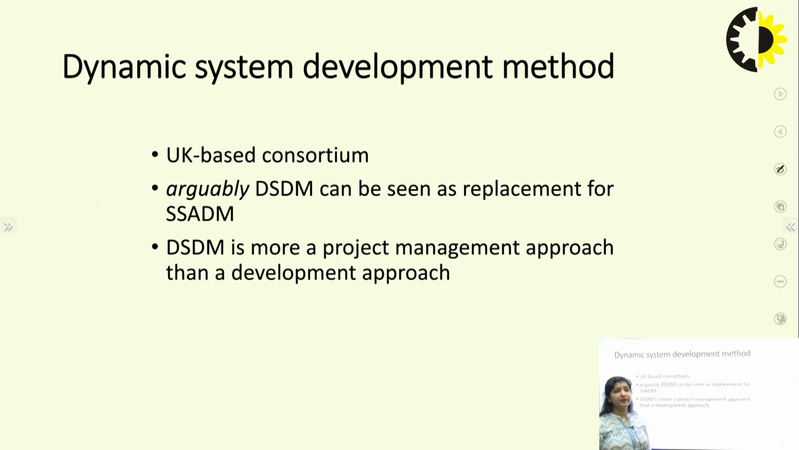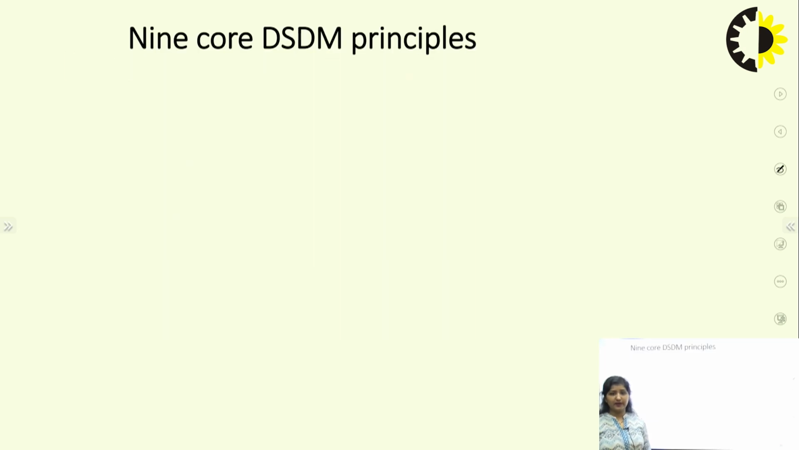What is DSDM? Basically, DSDM is a UK-based consortium. It is arguable that DSDM can be seen as a replacement for SSADM, which was the old method that we were using. DSDM is more of a program management approach than a development approach. So this is a dynamic system model, and we can still use DFDs, logical data designs, ER diagrams, collaboration diagrams, class diagrams, and any other diagrams in DSDM as well.